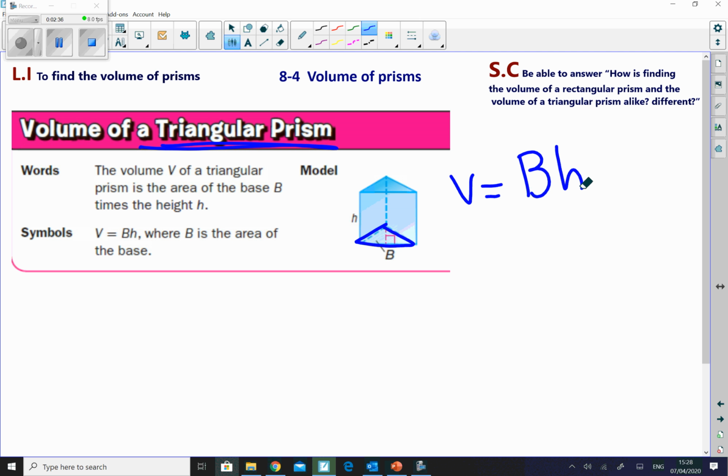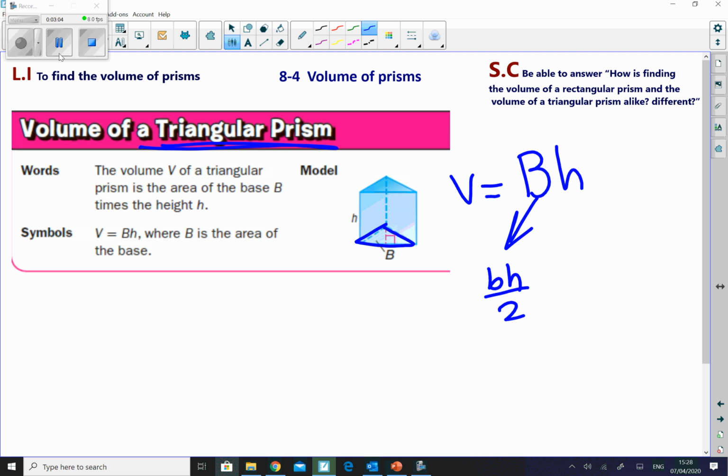Okay, so here the area of the base is what? It's a triangle. It's not a square or a rectangle. The area of the base here is a triangle, so it's going to be base times height divided by 2, and then times height. Let's take an example to understand what I'm saying. To know the volume of the triangular prism, you will need to find the area of the base and then times height.